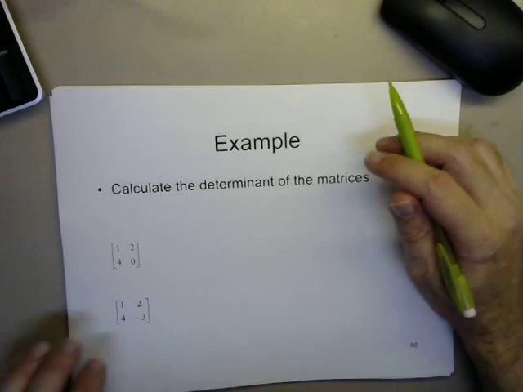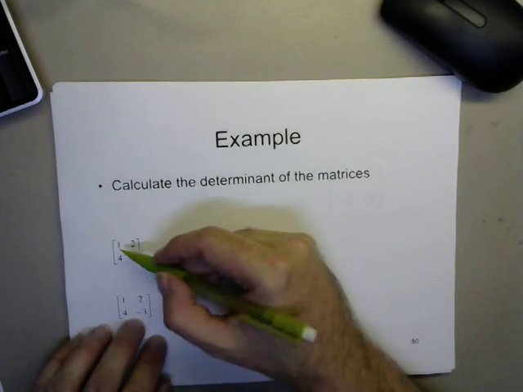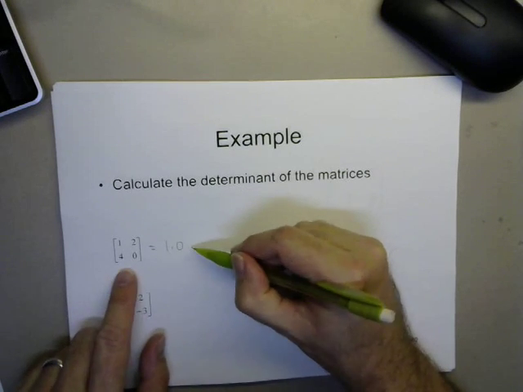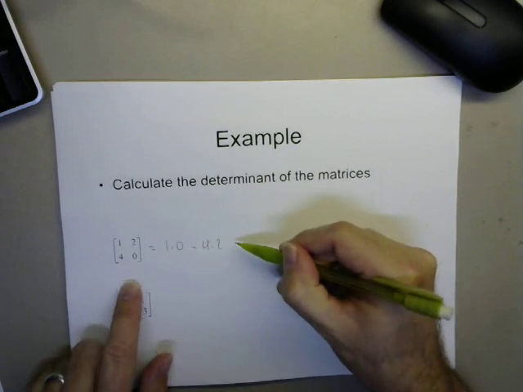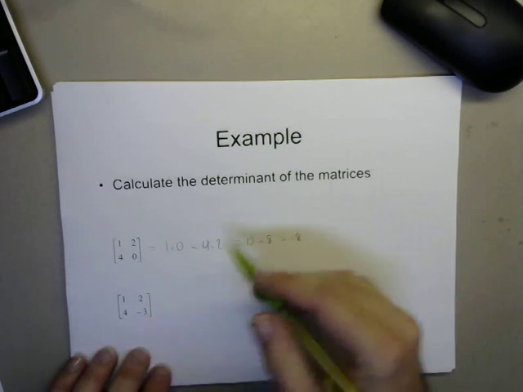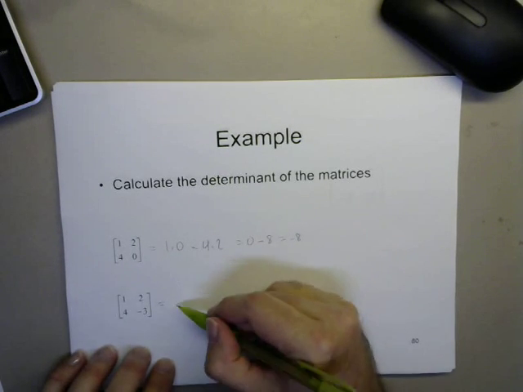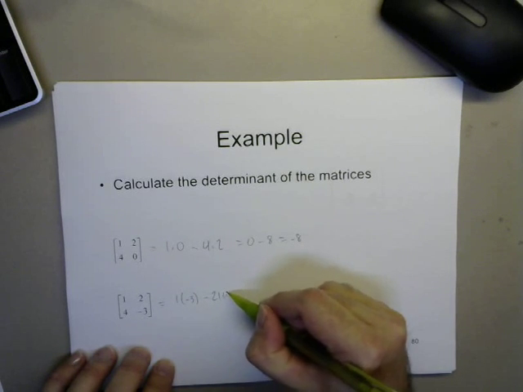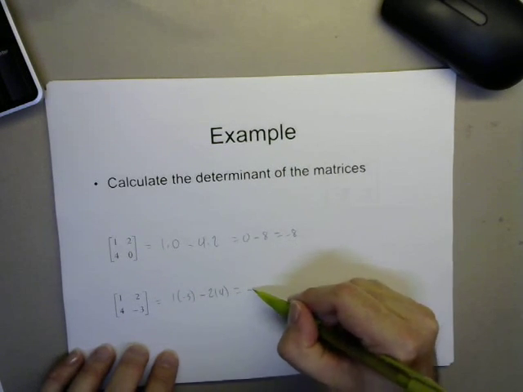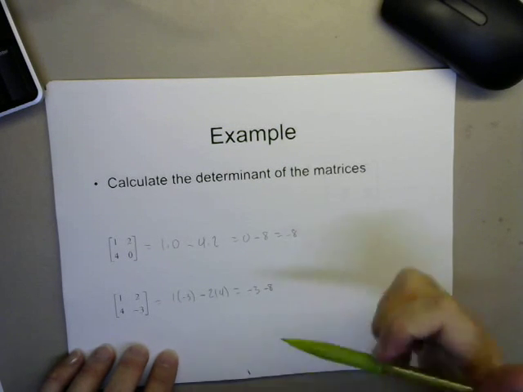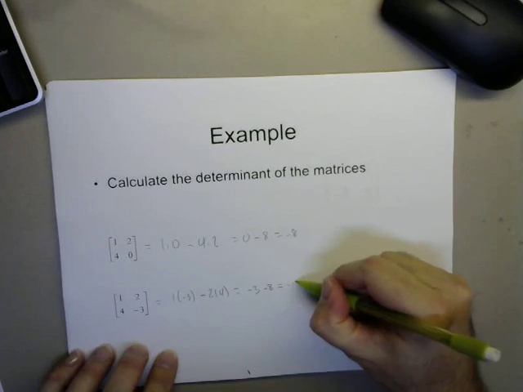So for example, let's say you wanted to calculate these 2 by 2 determinants, right? For this one, you would just take 1 times 0, which is going to be 0, minus 4 times 2. So that would give you 0 minus 8, which would give you -8. For this one, you would take 1 times -3, and then subtract 2 times 4. So you get -3 minus 8. That would give you -11.